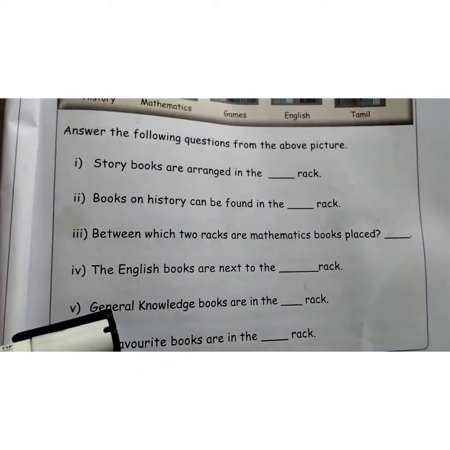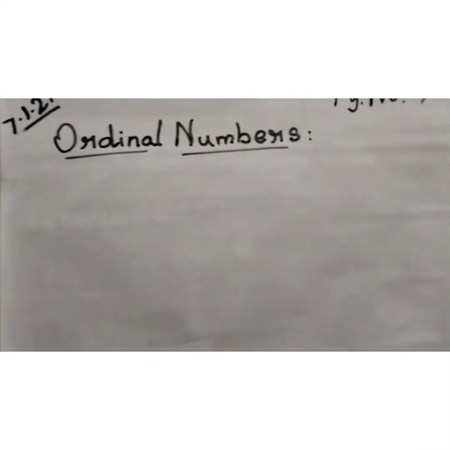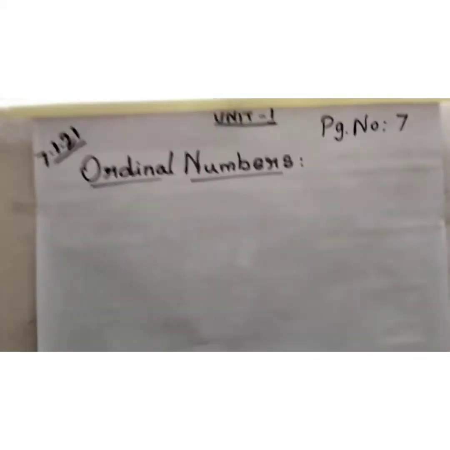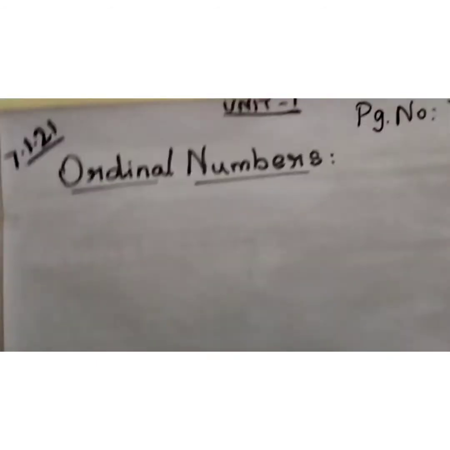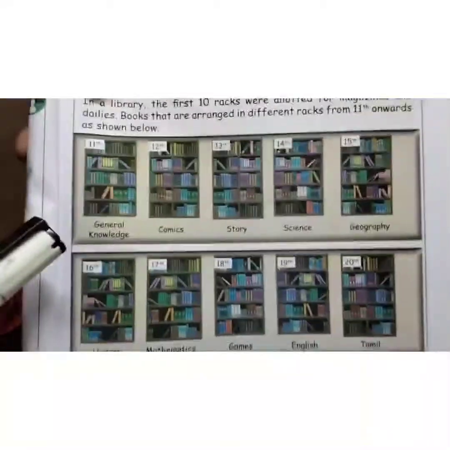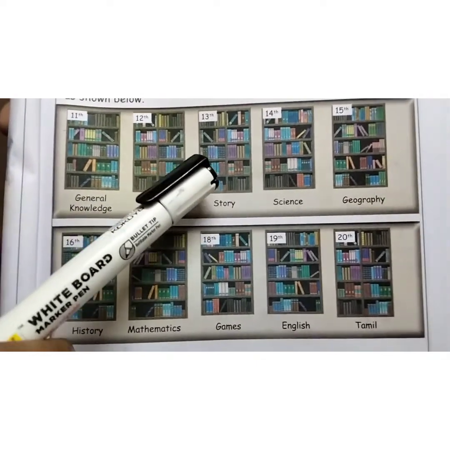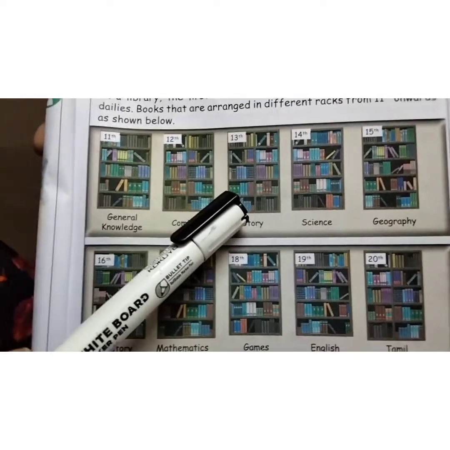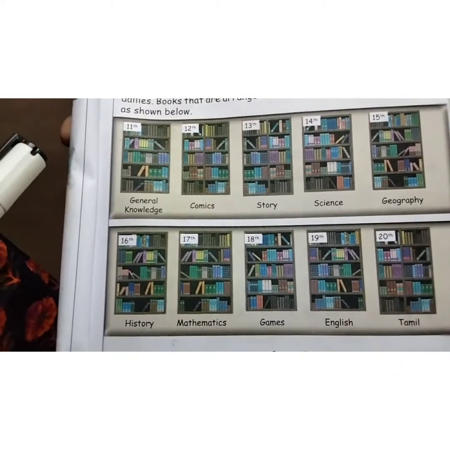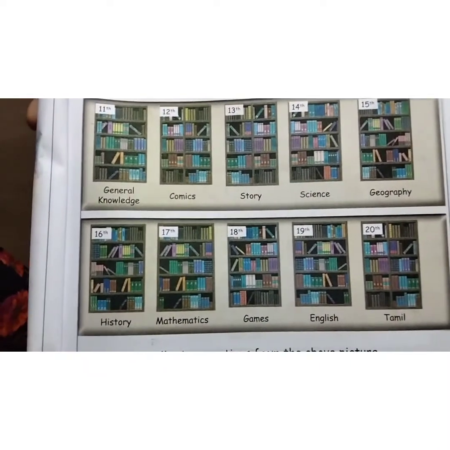Okay, we have to answer the questions related to the picture shown here. Are you all ready, children? The first one, answer the following question from the above picture. Story books are arranged in the dash rack. So search, where is the story books, children? Where is the story rack? It is the 13th rack, isn't it? So story books are arranged in the 13th rack. 13th. Okay, you have to write 13th in the first dash.